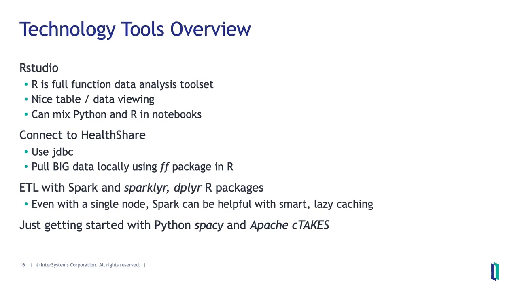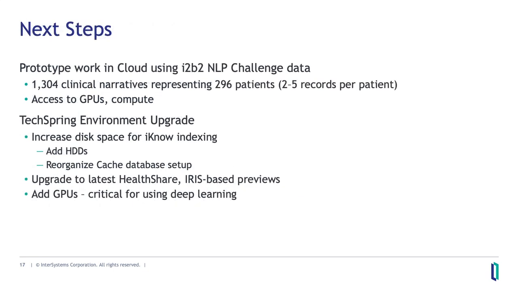And there are some other packages that are really interesting, like the FF package, which allows you to do things that are bigger than memory. It looks like a data frame that's in memory, but it's actually backed by a huge file that's on disk. And as part of this whole project, we're starting to look at Python and using spaCy, which is another open source project, and cTAKES. So just looking at what we're doing, I wish I had data to share about what we're finding, and that's next time or very soon.